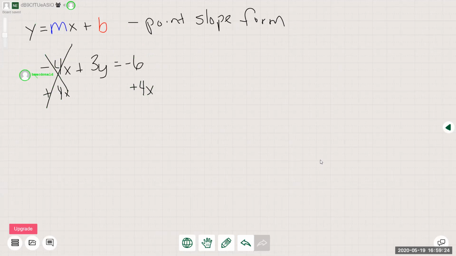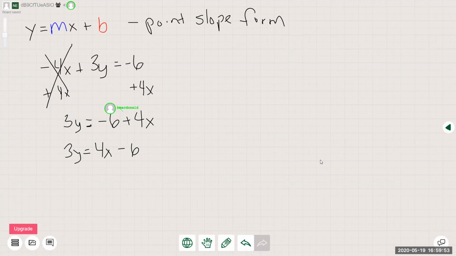So then we have 3y on the left side, and on the right, negative 6 plus 4x. And if you're comfortable, you can go ahead and rearrange that so that it is the other way, so you can start setting it up for point slope form. So I'm going to go ahead and do that now and arrange it as 4x, because that's a positive, so we don't need a negative sign there, minus 6, because the 6 is negative.